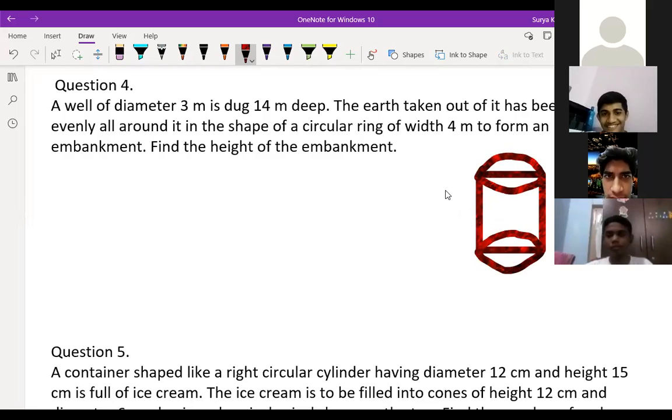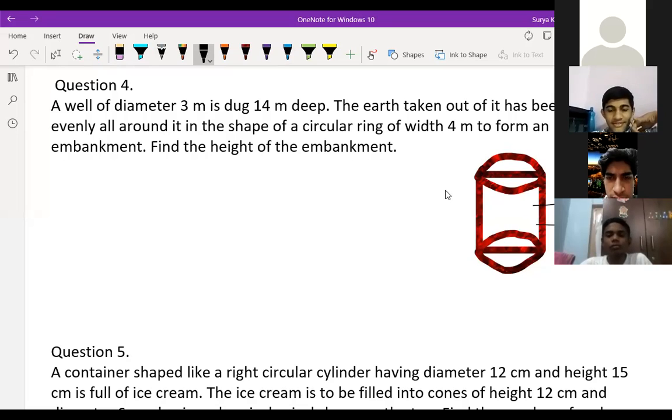So a well of diameter 3 meters. The diameter is given as 3 meters, which means we should write the radius here. So R is equal to 3 by 2 meters, and it is dug 14 meters deep, which means h is equal to 14 meters.